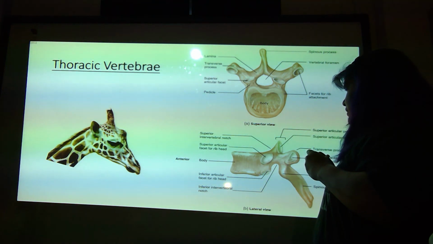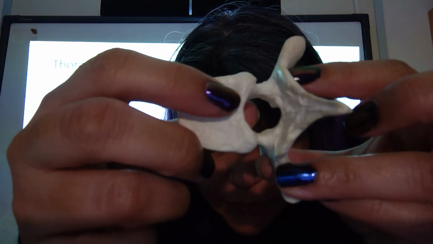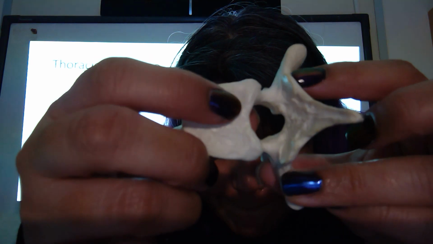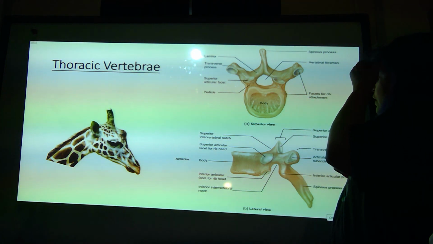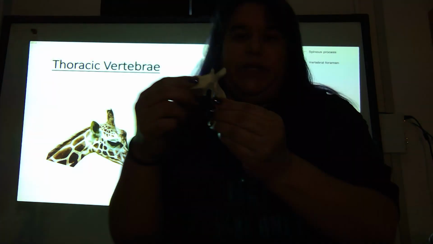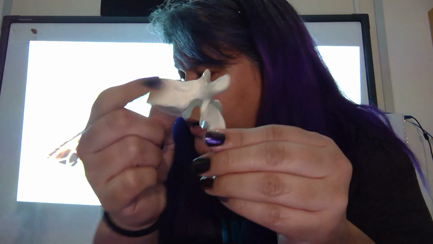The inferior articular facet for the rib head. See that bump right there? That's that. Right there. Let's see. Oh, the intervertebral notch. That's really actually easy to see. See that little arc right here? This is actually where we have nerves come out of our spinal cord so they can go out into the body. This is the little path that they take to get outside.